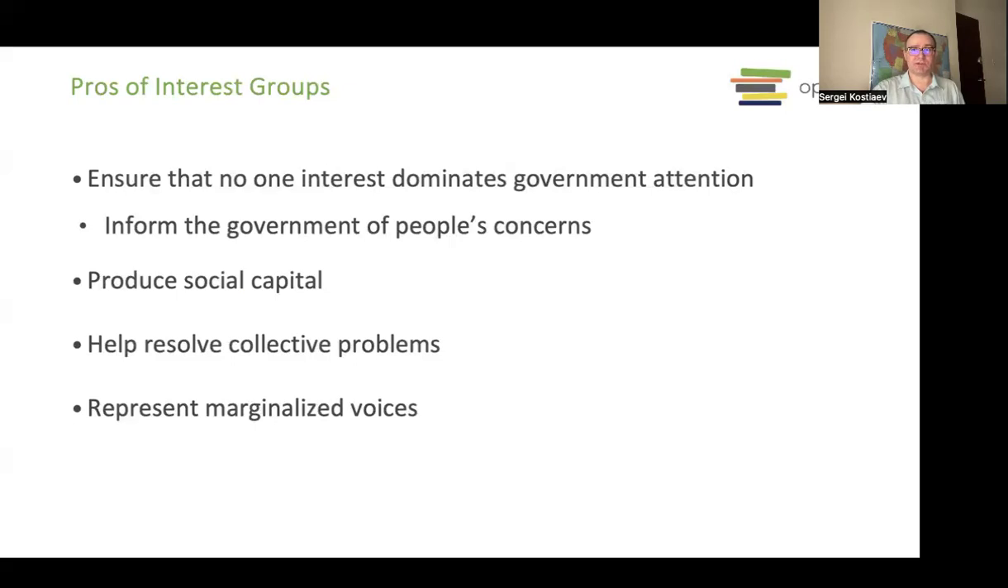Economic groups provide non-collective benefits, and non-economic groups usually try to drive people's passions about issues. And in some cases, interest groups represent marginalized voices, which is actually true in American society.